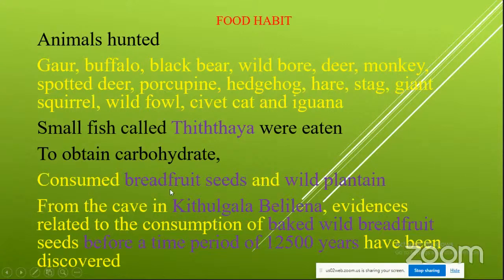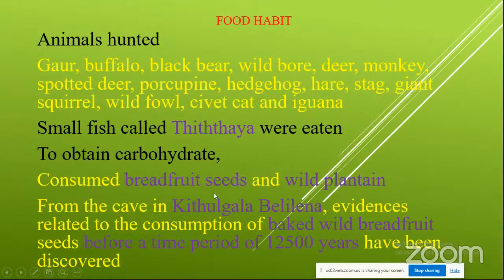Breadfruit seeds were really plentiful in Sri Lanka, so they baked these breadfruit seeds and ate them. Wild plantains are really full of carbohydrates, so they used wild plantains. Other than breadfruit seeds and wild plantains, they were using some other food items to obtain carbohydrate.